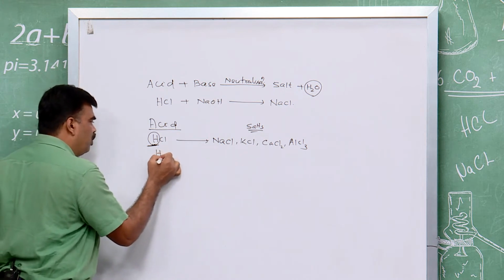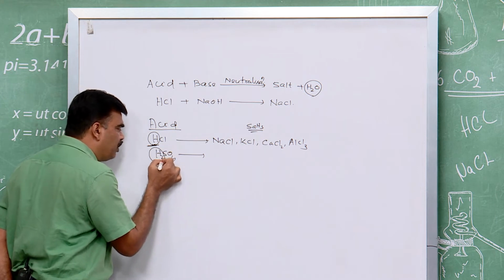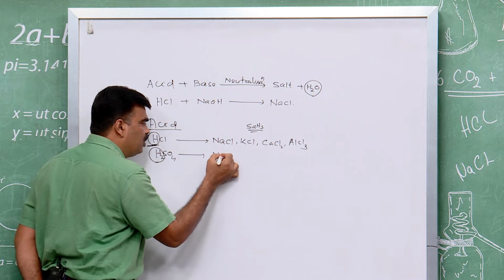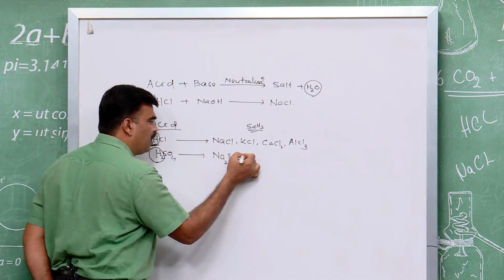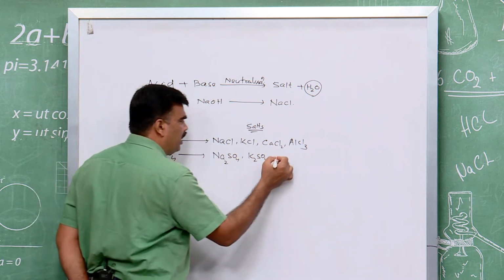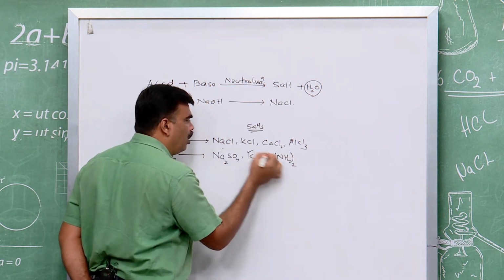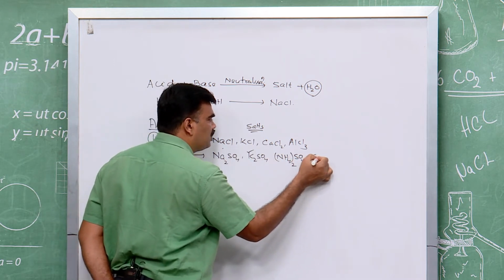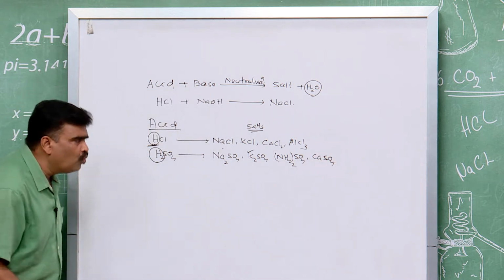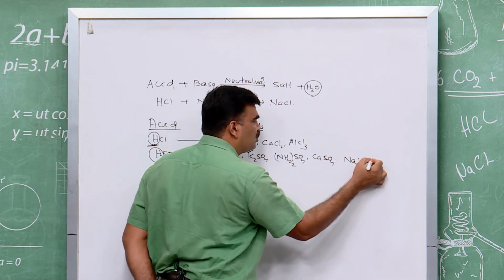If you take H2SO4, here you have two replaceable hydrogen atoms. If you replace them with sodium or potassium, or any group of atoms like ammonium, either a metal, a group of atoms, or a single metal like calcium, you get calcium sulfate. Even if you replace one hydrogen by a metal, that can also be called a salt.